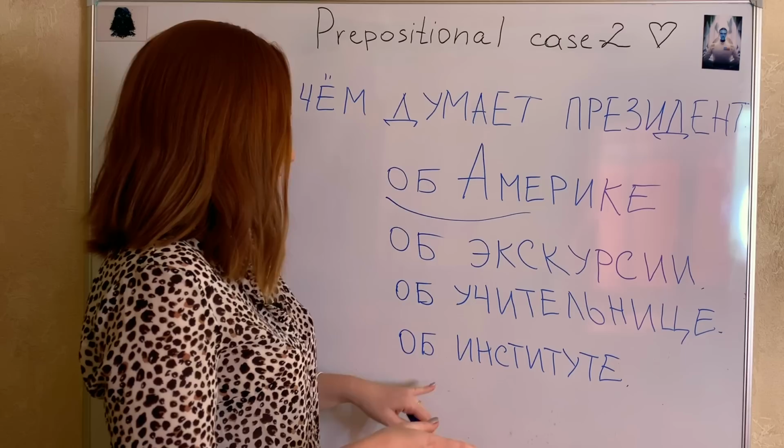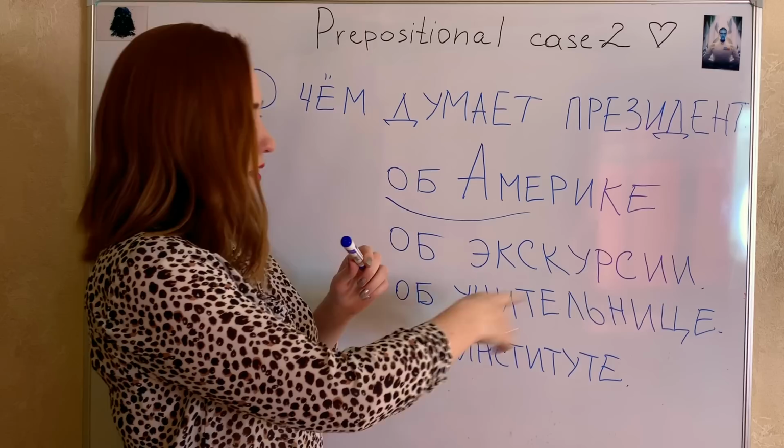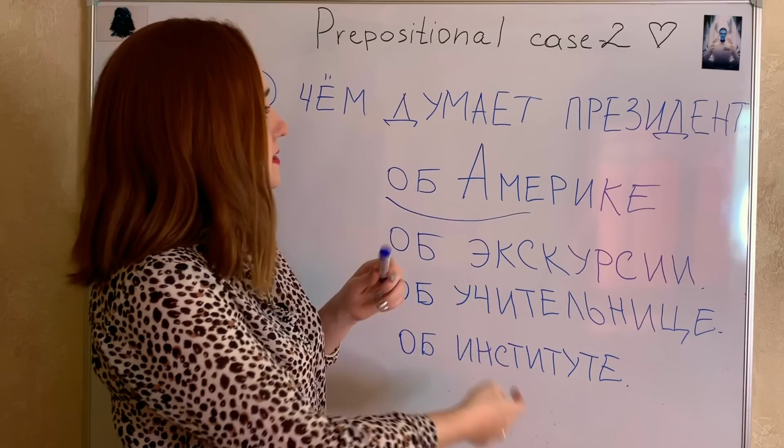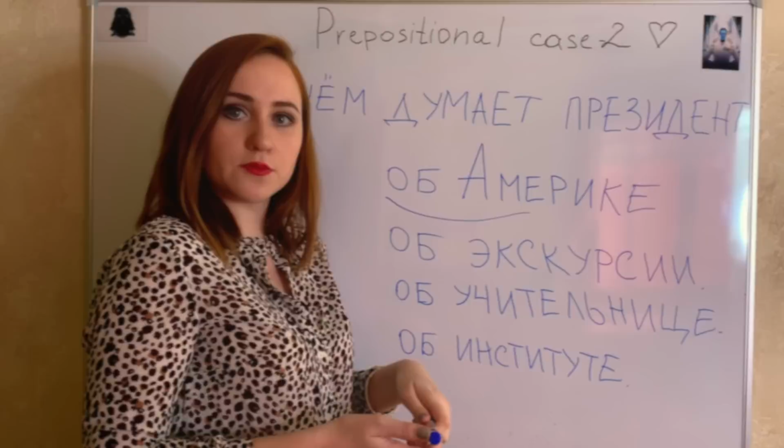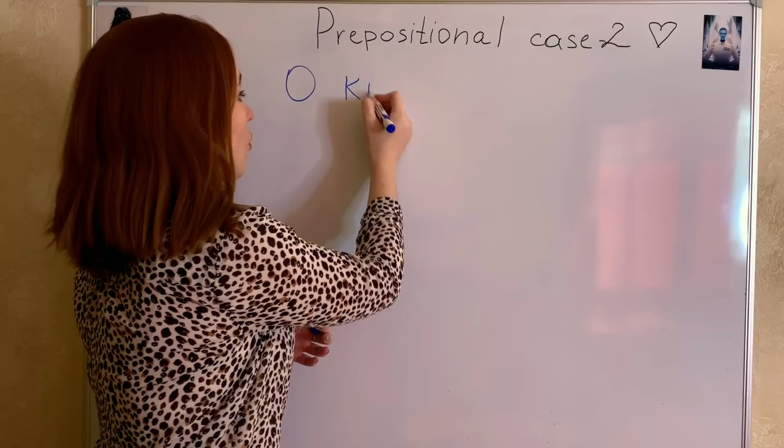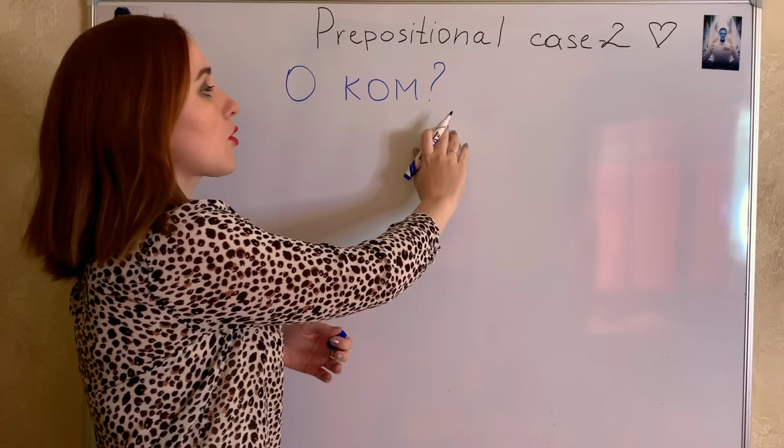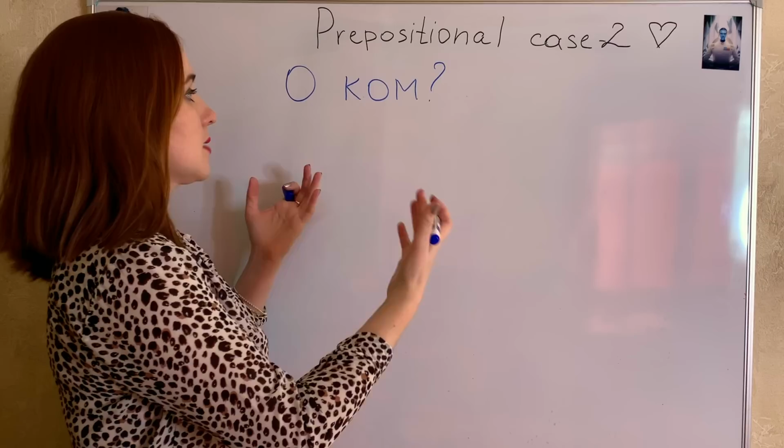So, об Америке. One word. Об Америке. Об экскурсии. Об учительнице. Об институте. That's what Mr. President is thinking about. So we already started speaking with о ком when we mentioned a teacher. So о ком, about who. So when it's a person, an animal, something you know that it's alive.